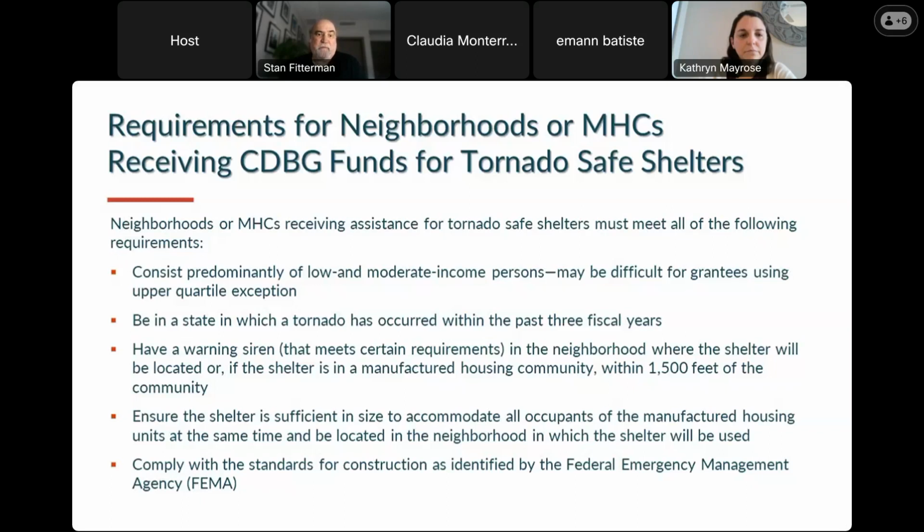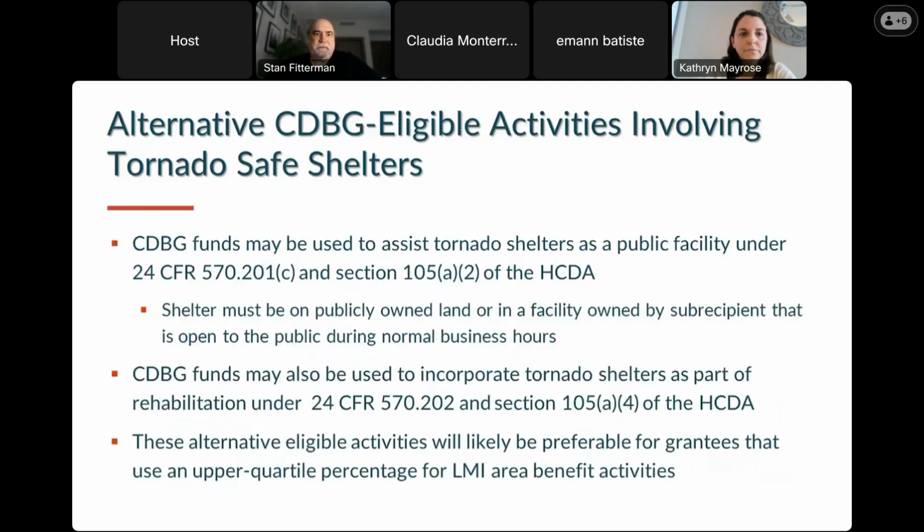We want to ensure that the shelter that we're building is enough to house the people, accommodate all the people that live in the manufactured housing units. And no surprise, it needs to comply with standards for construction that FEMA has identified in order to make it safe during a tornado. And there might be one more.